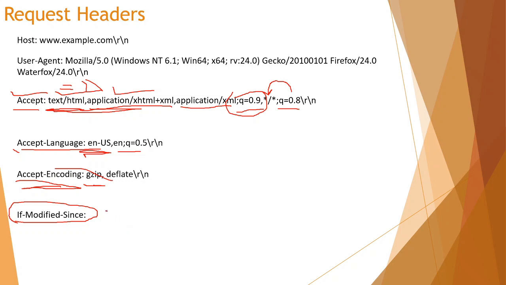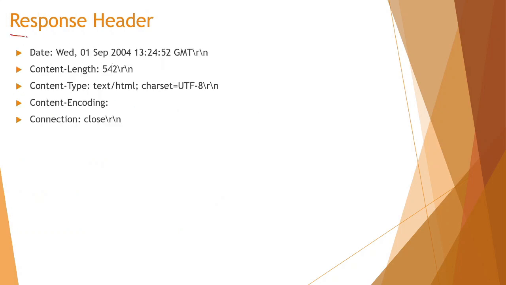Once the client sends the request and it contains If-Modified-Since, the client and the server both will compare the If-Modified-Since header. If the result is the same, then the server will give the response 304. 304 means not modified. Similarly, the server will send the response headers to the client.